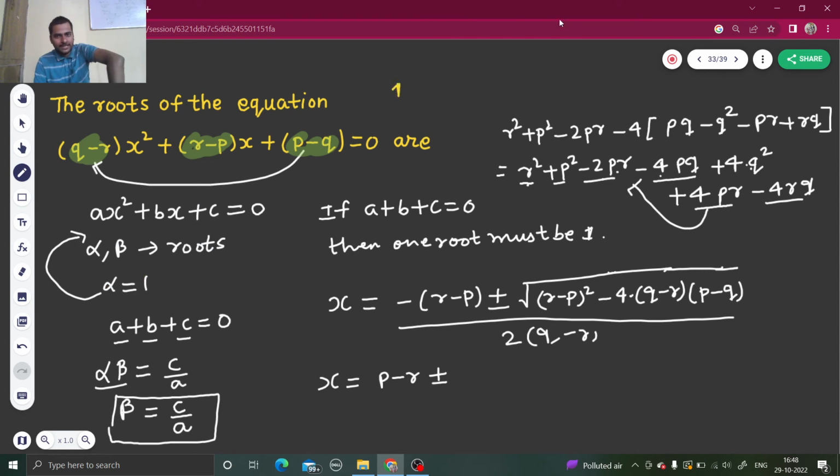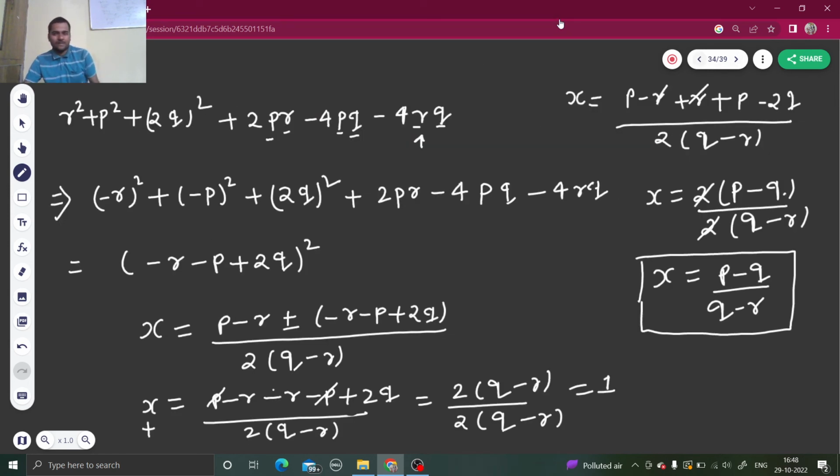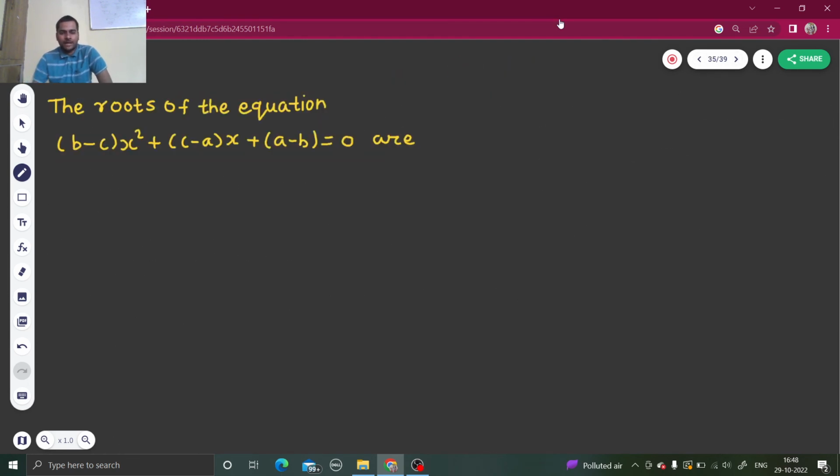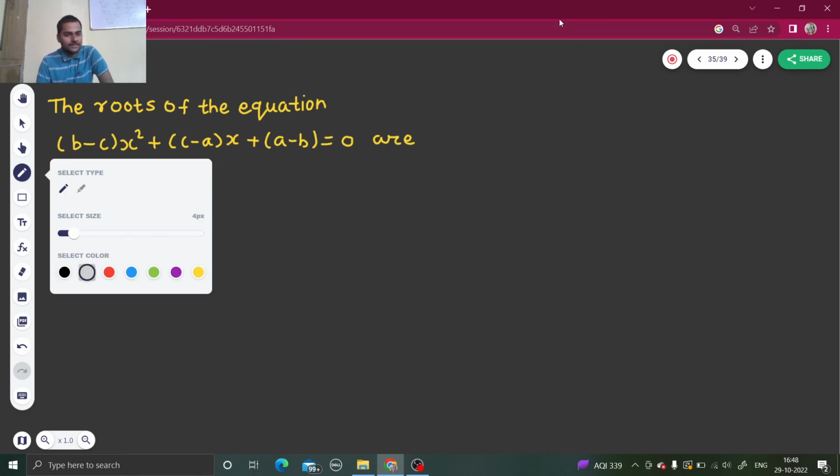You can easily tell. And because one root is 1, the other root will be c by a. So the other root, let's say beta, will be p minus q divided by q minus r. So this saved a lot of time, a lot of space as well, because I used 2 pages here to solve this, and a lot of calculations were also there, but here you can easily find. Similarly, I'm not going to solve the second by the standard or traditional method. I am going to solve the second one by trick only.